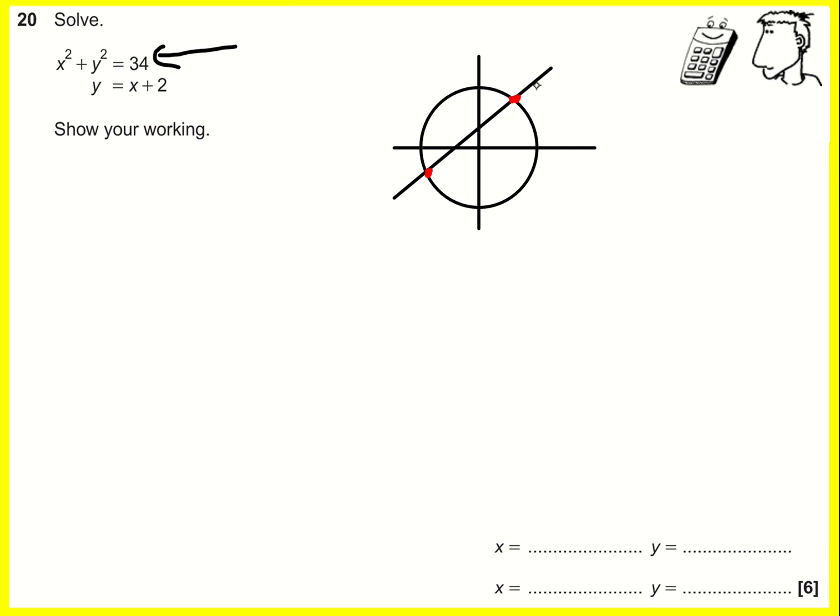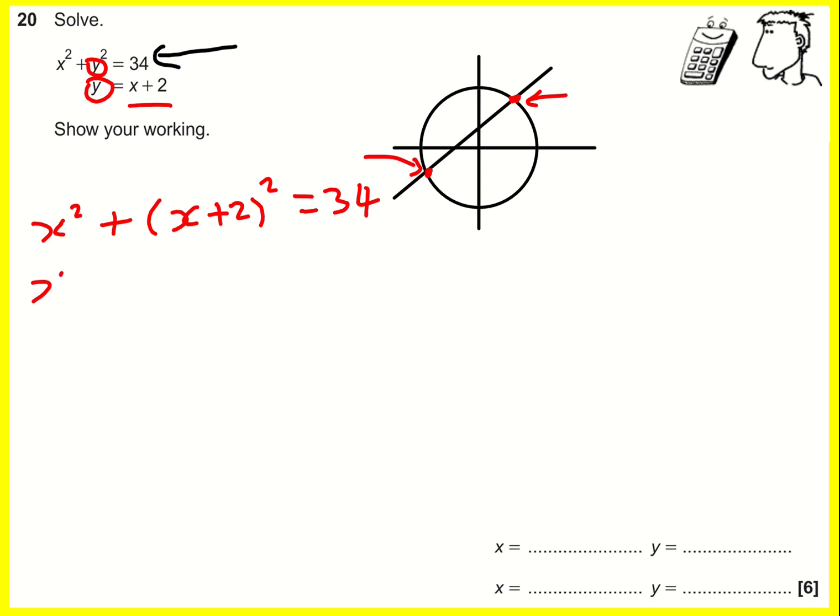The thing is, at this point, the y value on the line is the same as the y value on the circle, which means that this y value is the same as this y value. And you can actually just substitute in for it. So you can write down x squared plus, and then you can replace the y by x plus 2. So x squared plus (x plus 2) squared equals 34. And we've managed to eliminate one of the unknowns. We're going to get two solutions. This is a quadratic, and both the solutions are going to be these 2 points here.